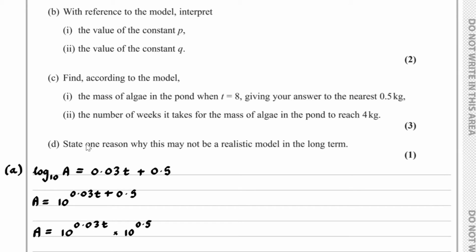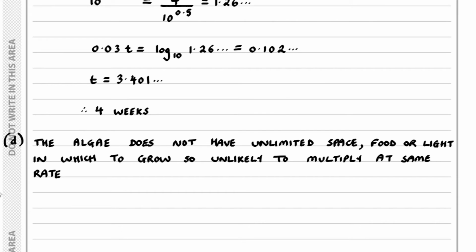Now for part D, we have to state one reason why this may not be a realistic model in the long term. Well, the algae does not have unlimited space, food or light in which to grow, so it's unlikely to multiply at the same rate.